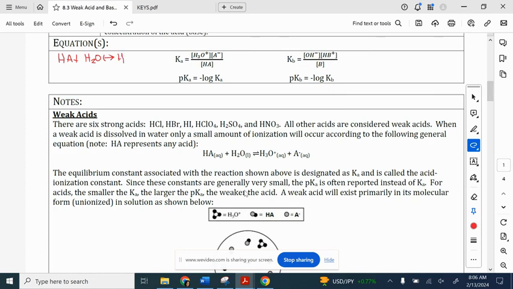H3O plus A minus. Okay, so this is your weak acid. This would have been considered a base then. This would be your conjugate acid, and this would be your conjugate base. Everybody cool with that? That's how they got this equation. And with this equation, we eliminate the water out of it because it is a pure liquid.